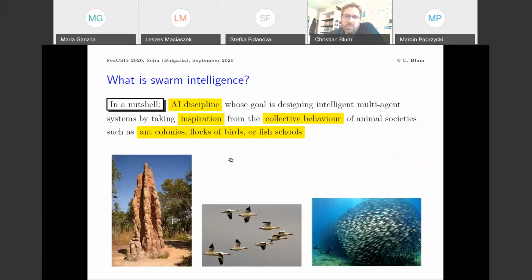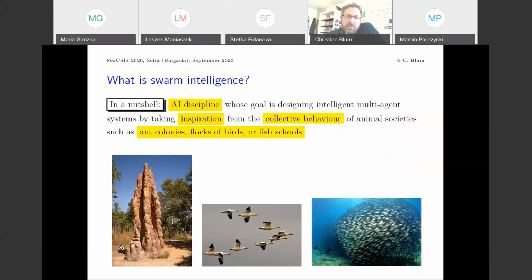In one sentence, we could say that it's an AI or artificial intelligence discipline whose goal is designing intelligent multi-agent systems by taking inspiration from the collective behavior, and this is very important, of animal societies. Examples are ant colonies, flocks of birds, fish schools. Here you see three examples of results of a swarm intelligence system.